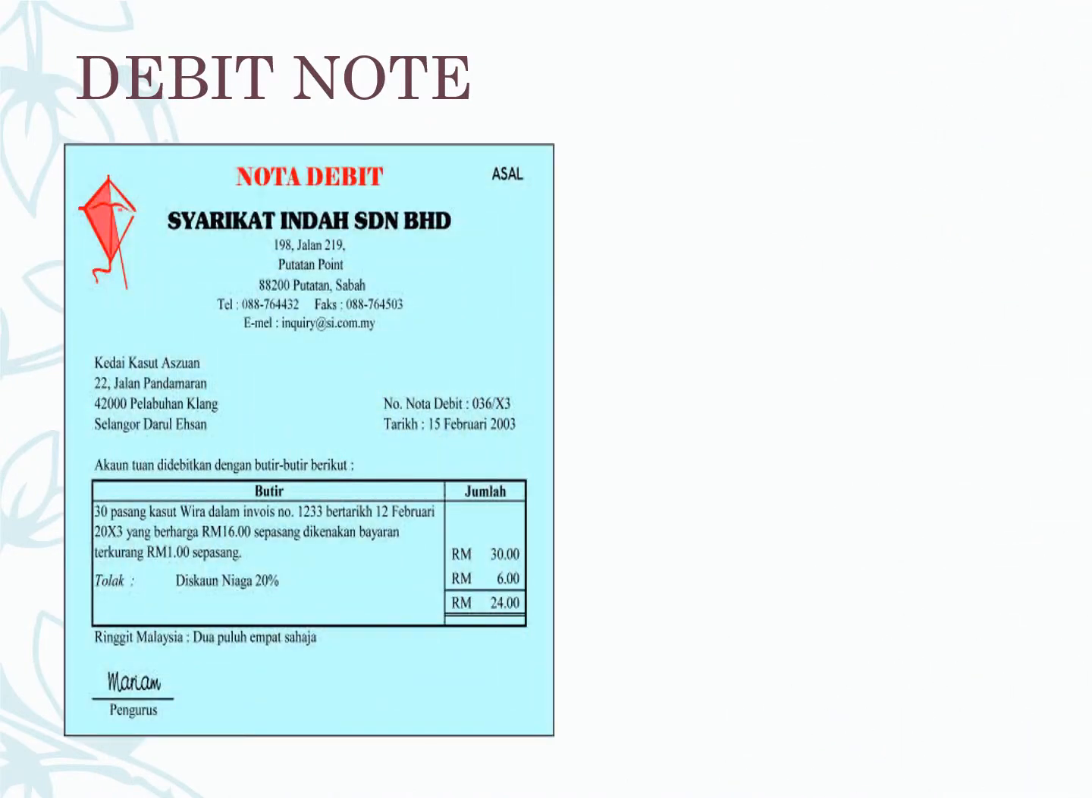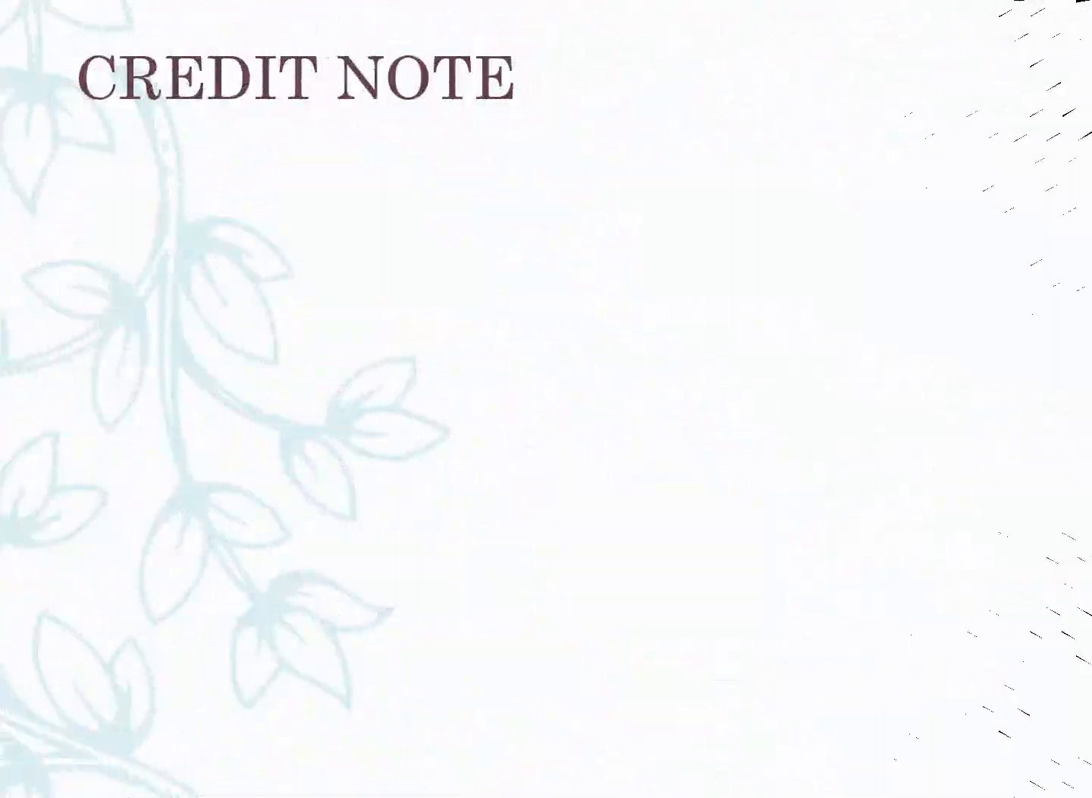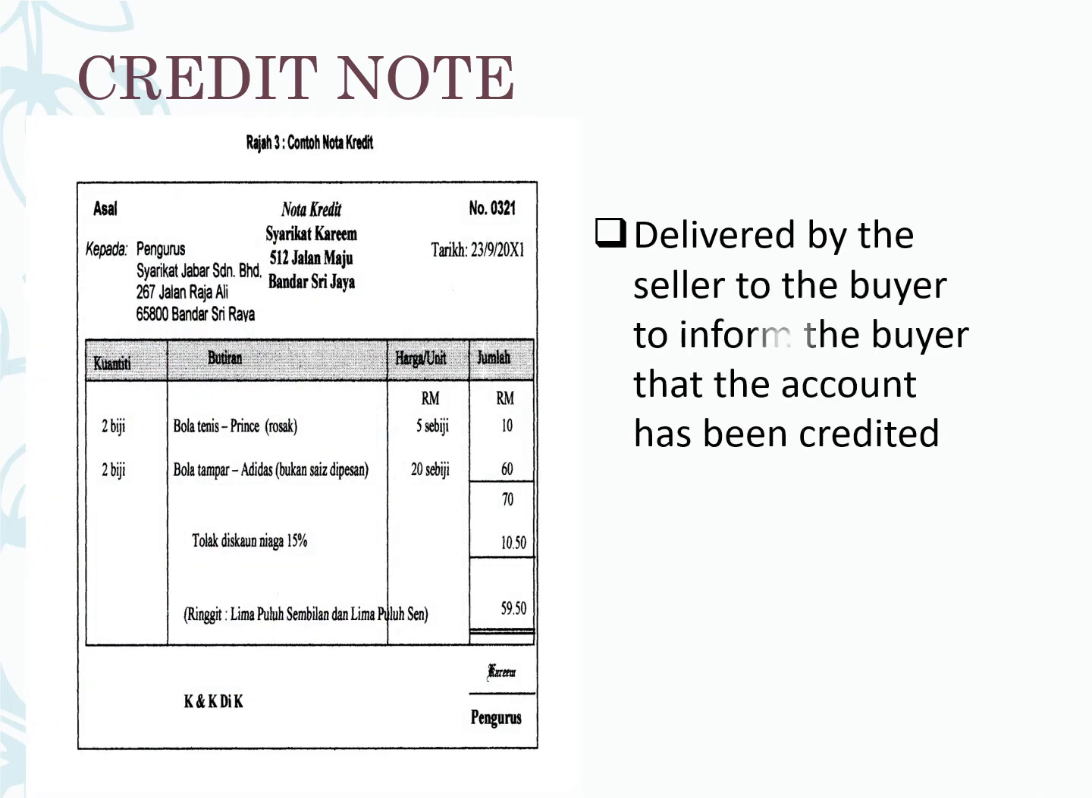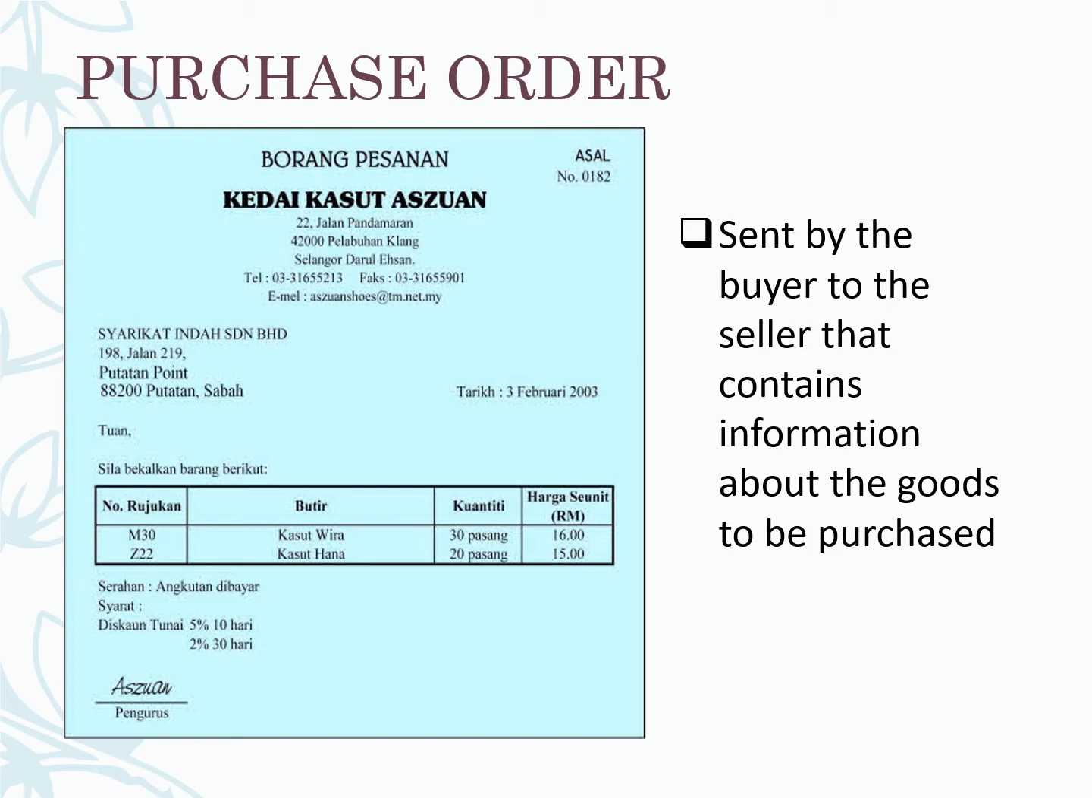Debit notes. A debit note is delivered by the seller to the buyer to inform that the customer account has been debited and it will increase the debt. Credit notes. A credit note is delivered by the seller to the buyer to inform the buyer that the account has been credited and it will reduce the debt. Purchase order. A purchase order is sent by the buyer to the seller that contains information about the goods to be purchased.